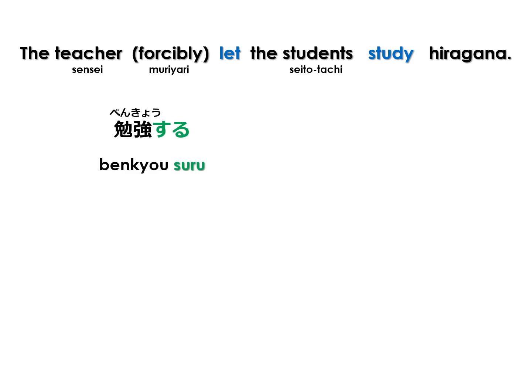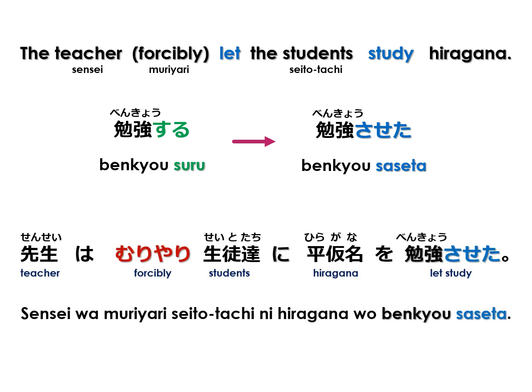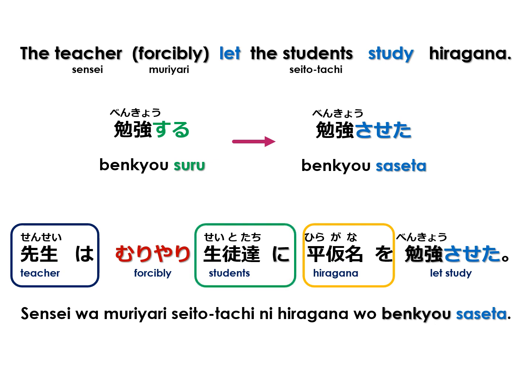To study is benkyou suru. It is the suru part, an irregular verb, that we conjugate here. The plain past tense of benkyou suru is benkyou saseta. So our full sentence: sensei wa muriyari seito tachi ni hiragana o benkyou saseta. The causer takes wa, the direct object takes wo. The causee takes ni only because benkyou suru, to study, is a transitive verb. It is clear it's coercive because of the adverb muriyari, meaning forcibly.